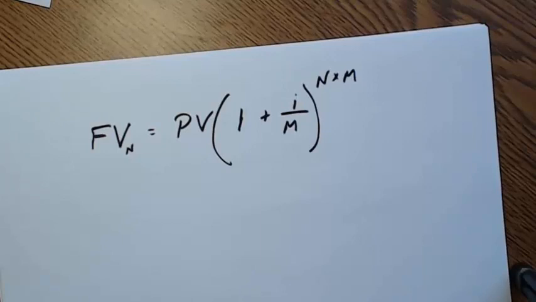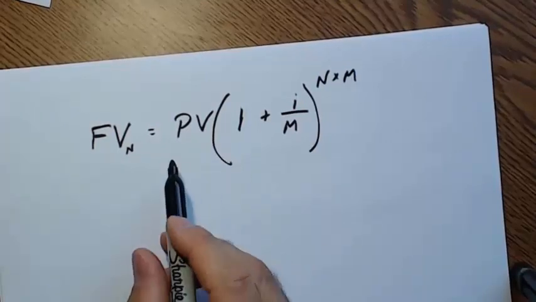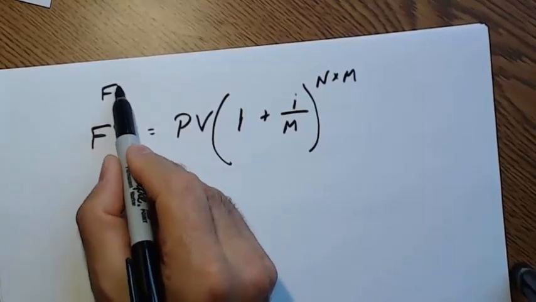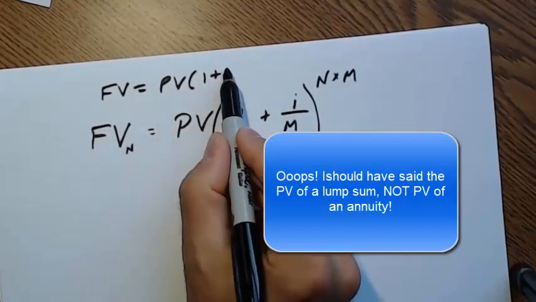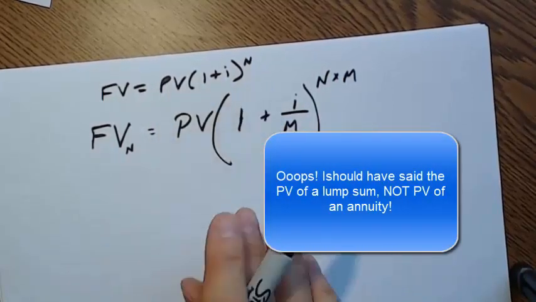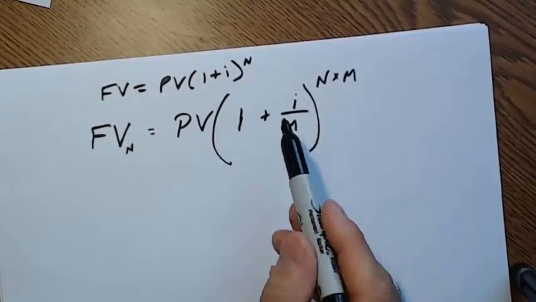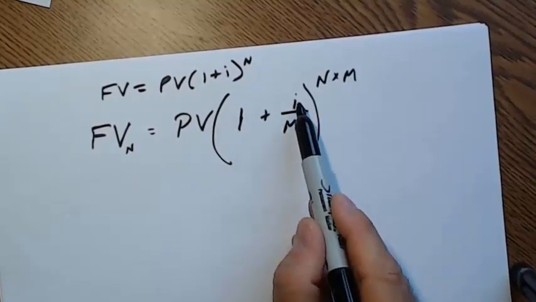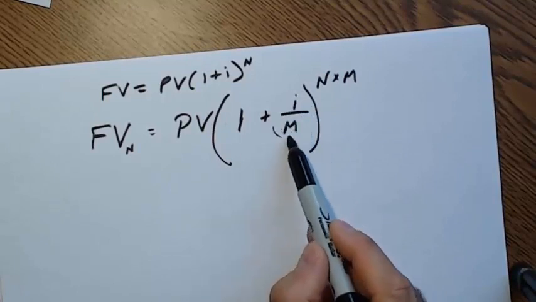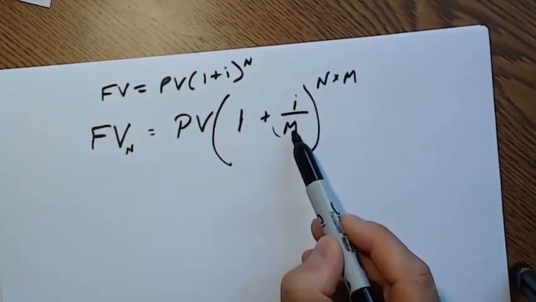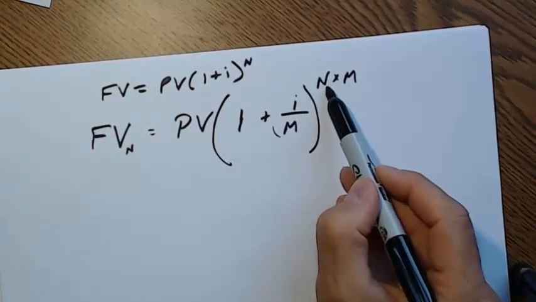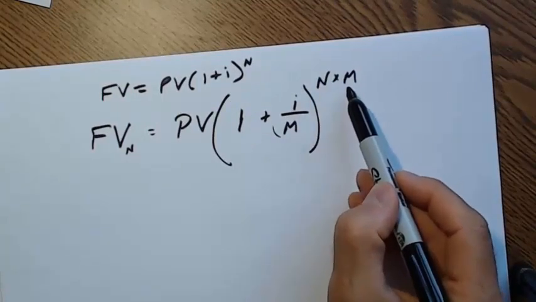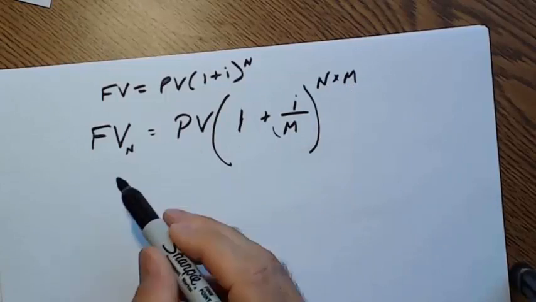Okay, so what did we do here? Well, remember that the future value of a basic annuity was this on an annual basis. That was the annual basis. Now what I've done was I've chopped this I into pieces, m pieces. That's what I'm doing. I'm chopping the I into m pieces, and I'm multiplying the number of years by m pieces. M is the number of periods per year.